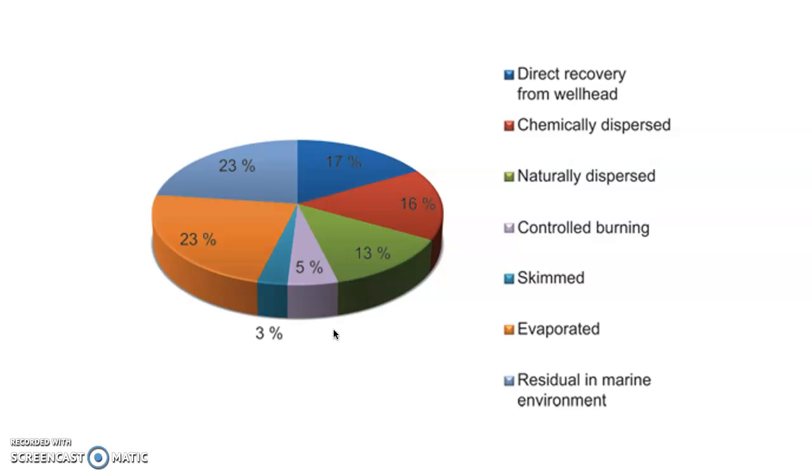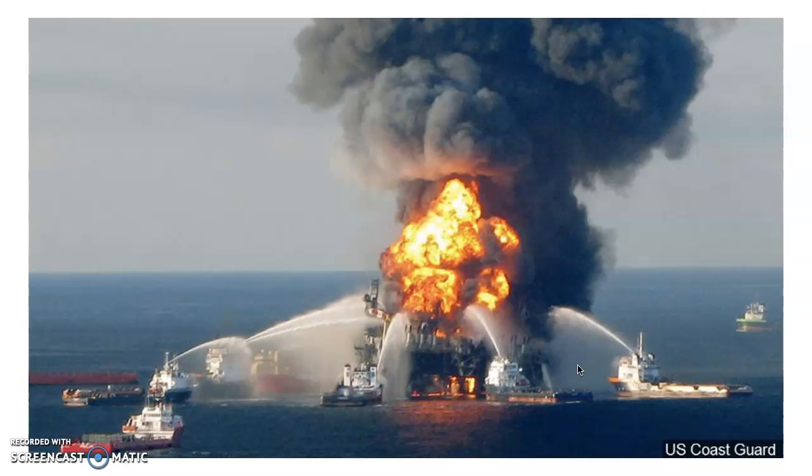This is a pie chart showing the oil cleanup. 17% was direct recovery from the wellhead, 16% was chemically dispersed, 13% was naturally dispersed, 5% was controlled burning, 3% was skimmed, 23% evaporated, and 23% residual in the marine environment.